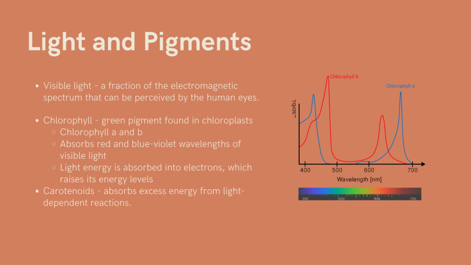Aside from chlorophyll, we have carotenoids, which absorb excess energy from light-dependent reactions. Sometimes when chlorophyll absorbs too much light, electrons get too excited and may produce excess energy. So these carotenoids absorb the excess energy coming from the light absorption of chlorophyll and the excess energy coming from light-dependent reactions that we will talk about in the next slide.